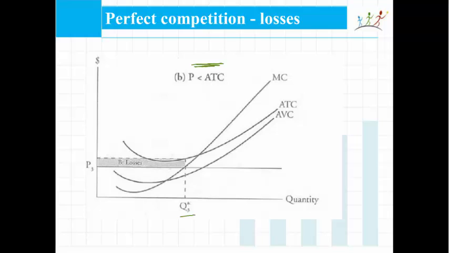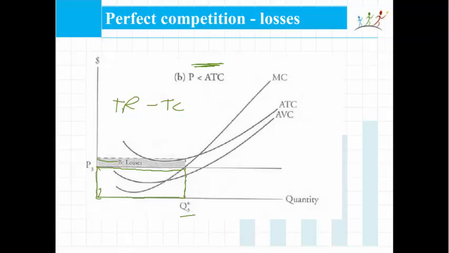At Q3, what is the total profit that the company is making? It is total revenue minus total costs. Again, what is the total revenue? Let's use the green shade to represent the total revenue. It is the price multiplied by the quantity. So the green rectangle represents the total revenue.